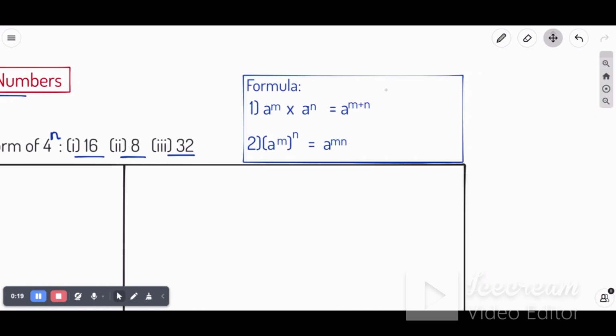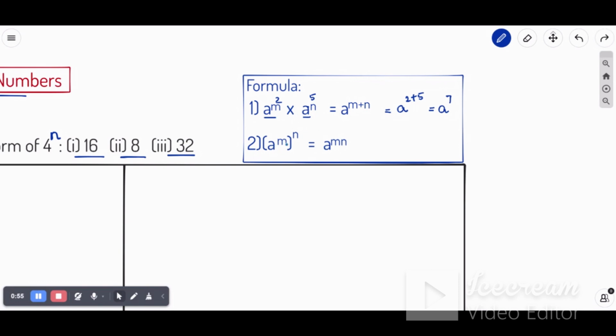One more thing, before starting your question, we have to be thorough with two formulas. Let's have a quick recap. A power m into A power n is equal to A power m plus n. Suppose you have 2 here and 5 here, your answer will be A power 2 plus 5, which is equal to A power 7. So this is one formula you have to remember. Just add the powers if the base is same. You can do it only if the base is same and you have the multiplication symbol in between.